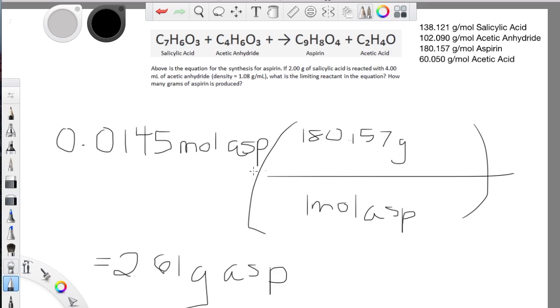180.157 grams has 6 significant figures, and 0.0145 moles of aspirin has 3 significant figures. You don't want to forget about this exact measurement here for the 1 mole of aspirin. That's an infinite number of significant figures, so you don't want to misinterpret that as 1 and then give your answer with 1 significant figure. So in the end, we will end up having 3 significant figures, which gives us our answer of 2.61 grams of aspirin.